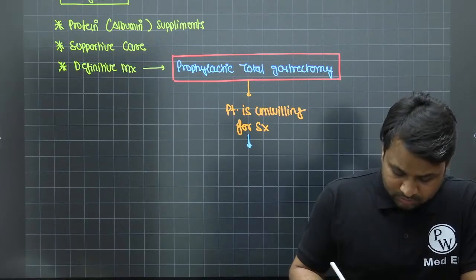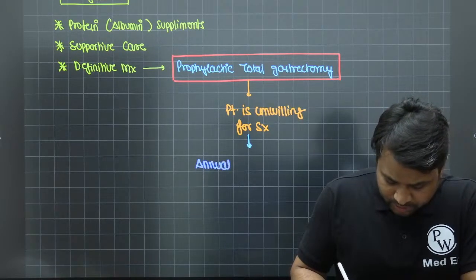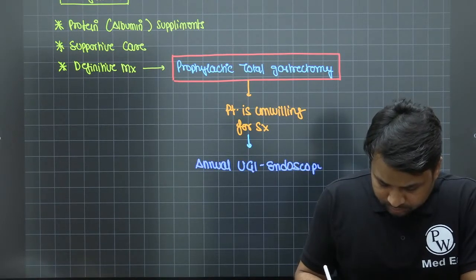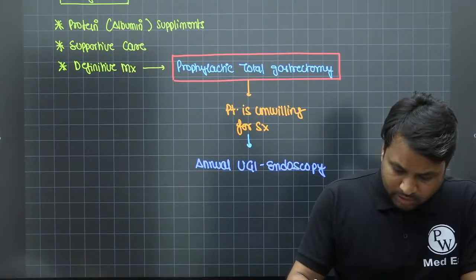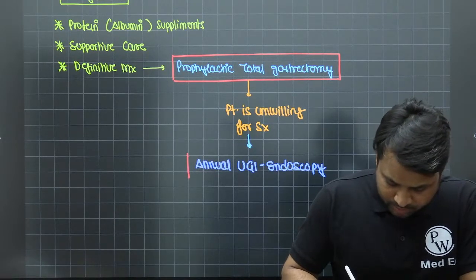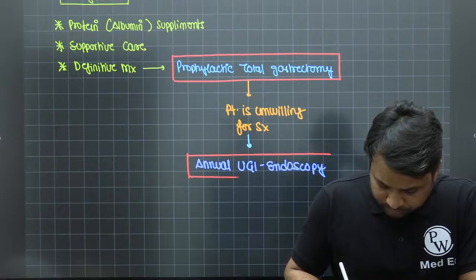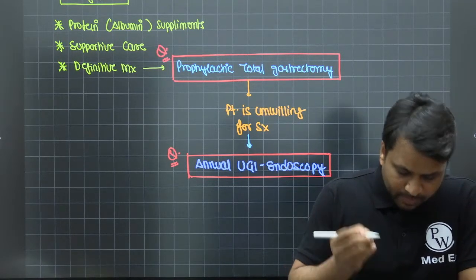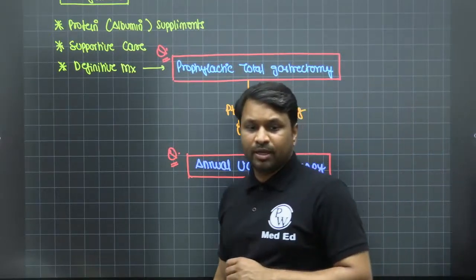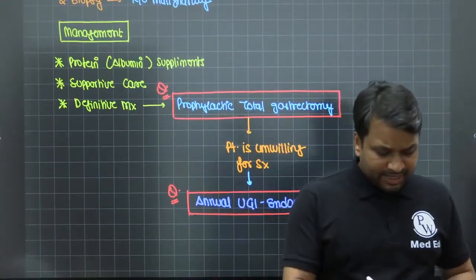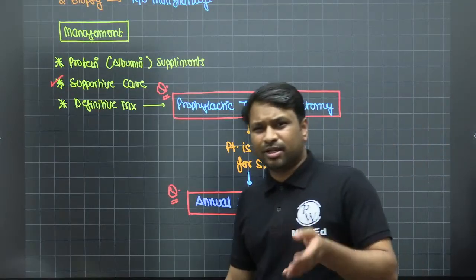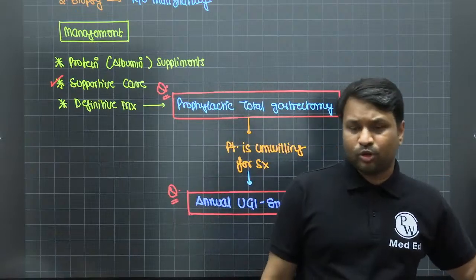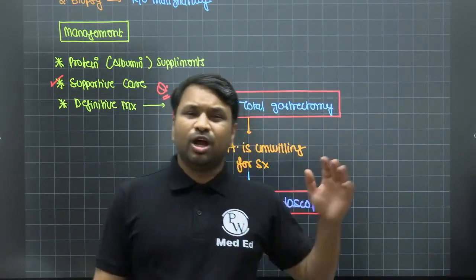annual upper GI endoscopy. But a supportive care, if there is diarrhea, you give antidiuretic, you give somatostatin analogs like octreotide. If the patient has hypochlorhydria, that is hypochloremia is there, you give chloride supplementations. All that comes under supportive care.